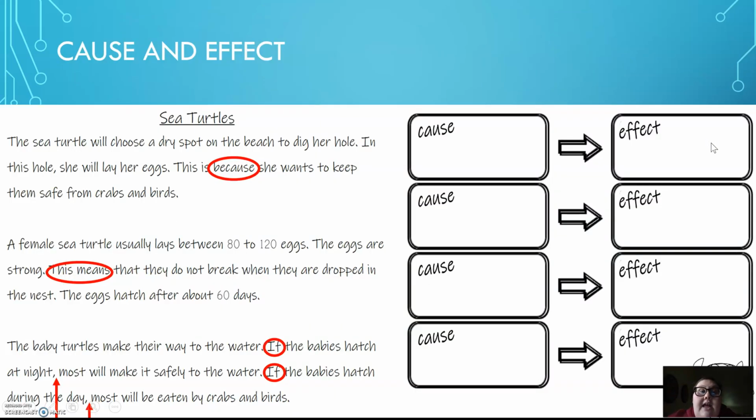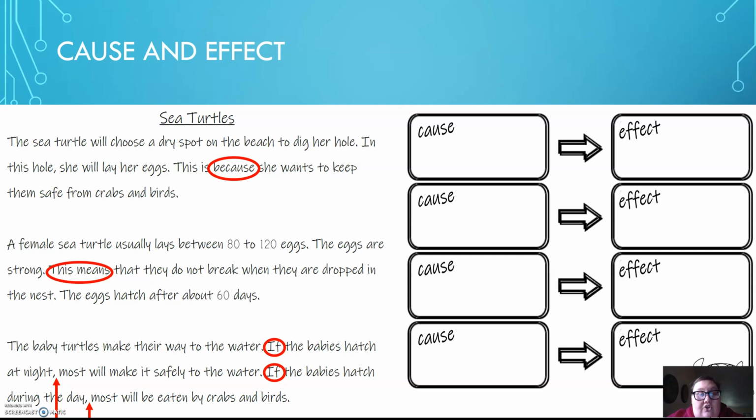All right, so let's take a look at a cause and effect text. So I have a little article here on sea turtles. The sea turtle will choose a dry spot on the beach to dig her hole. In this hole, she will lay her eggs. This is because she wants to keep them safe from crabs and birds.